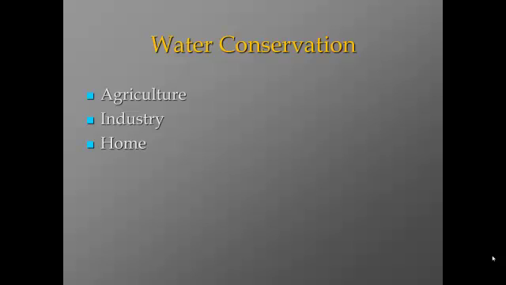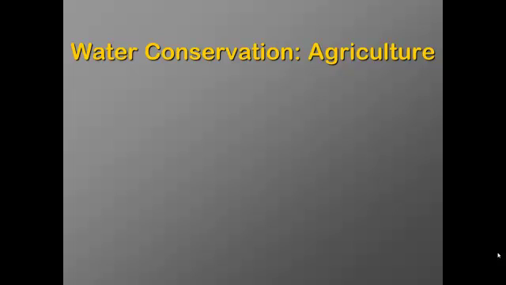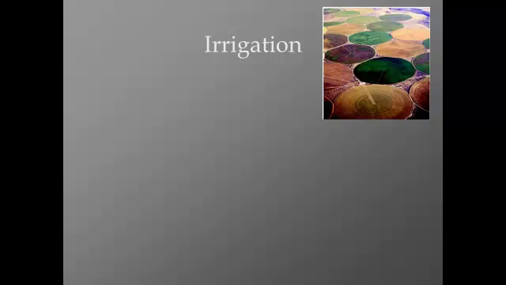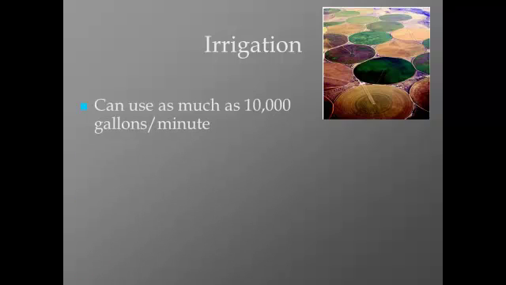Now let's briefly view some aspects of water conservation in agriculture, industry, and our homes. Agriculture is the single largest user of water worldwide, and the biggest use of water in agriculture is irrigation. And the biggest problem in irrigation is water loss due to evaporation. Simply put, farmers want the water to go on their plants, not into the atmosphere. Irrigation uses vast amounts of water. It can be as much as 10,000 gallons of water per minute in a typically irrigated field.